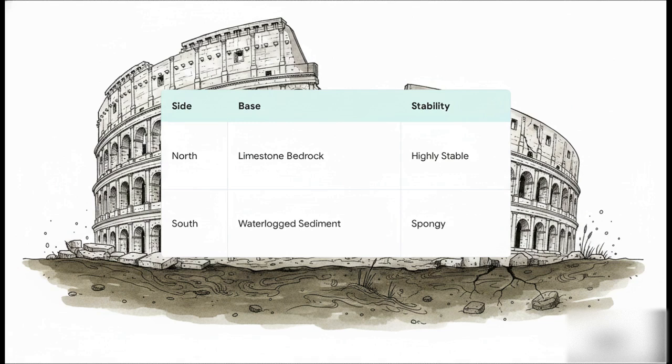Because the whole thing sat right on the footprint of a drained valley, the north side of the arena rested perfectly on solid limestone bedrock. It's essentially nature's concrete, so it was highly stable. But the south side sat entirely on the soft, spongy sediment of the old lake bed. So you have a building sitting on half rock, half wet sponge. You can probably see where this is going.